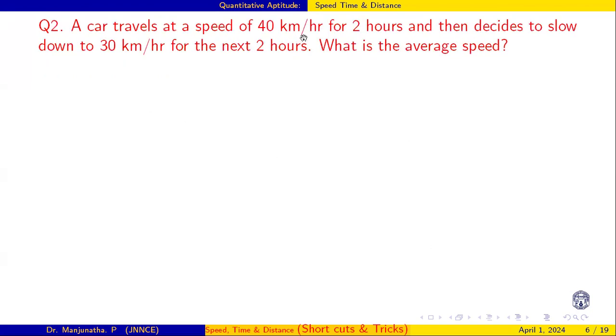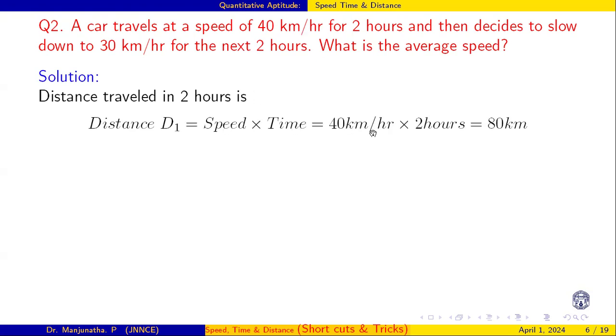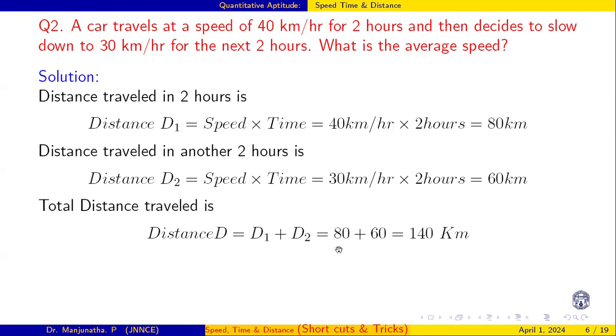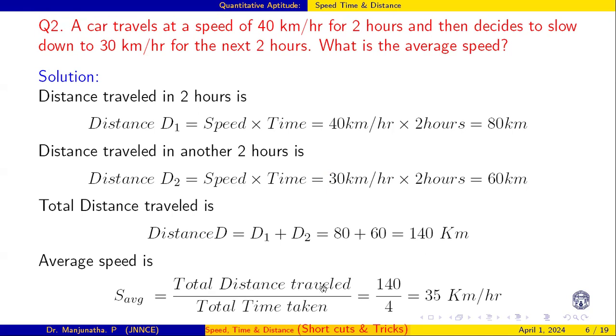A car travels at a speed of 40 km per hour for 2 hours and then slows down to 30 km per hour for the next 2 hours. What is the average speed? We'll calculate both distances. D1 is speed into time, 40 into 2, which is 80 km. D2 is equal to speed into time, 30 into 2, which is 60 km. Then the average speed is the total distance, D1 plus D2, that is 140, divided by the total time, 2 hours and 2 hours, which is 4 hours, so it is 35 km per hour.